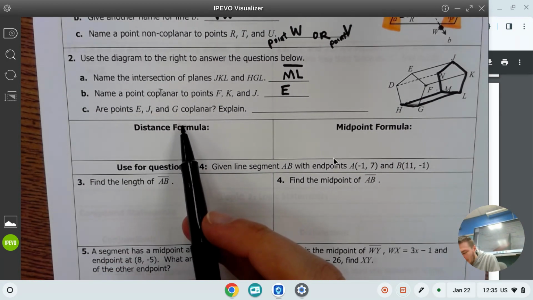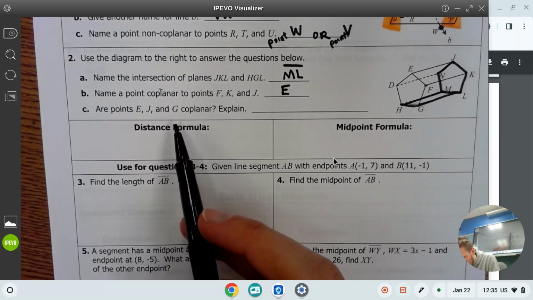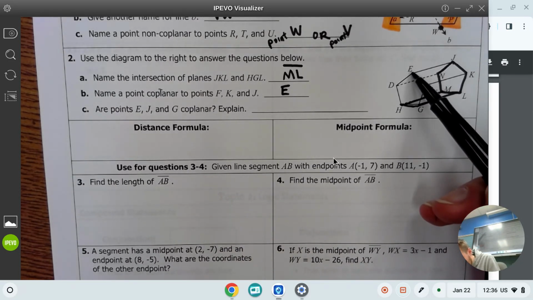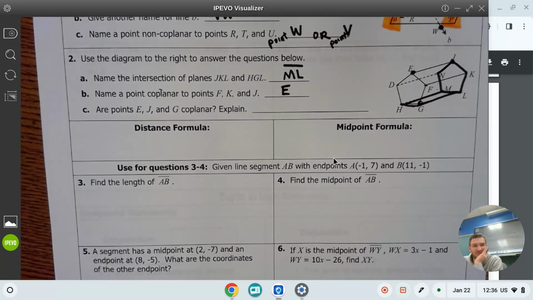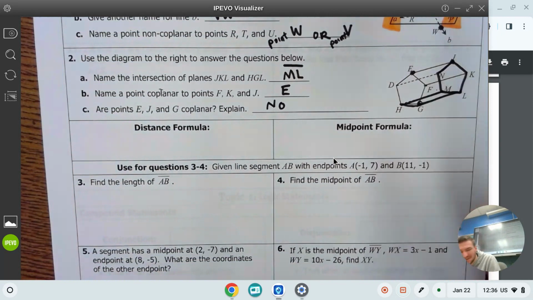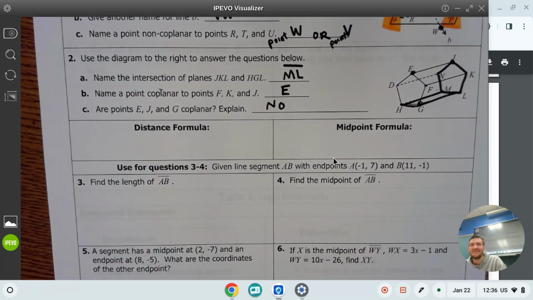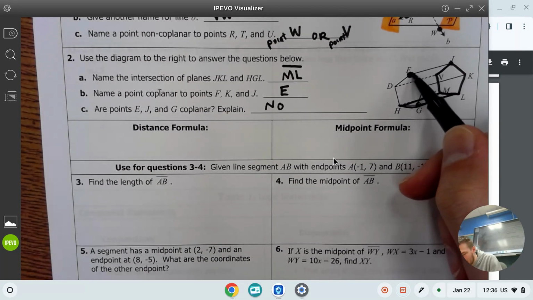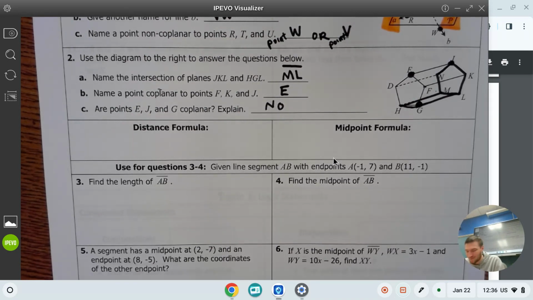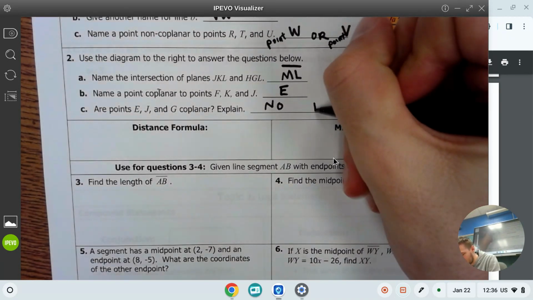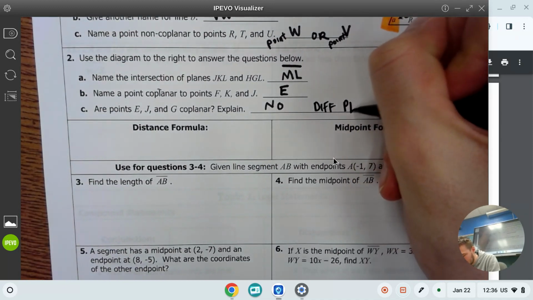Are E, J, G coplanar? What do you think? We've got E, J, G. Would you consider those to be coplanar? I don't think so, right? There might be some people who say, oh, well, any 3 points are technically coplanar. They don't look like they're coplanar to me. We've got these and G, and they're not sharing any particular plane here. When I look at the picture, they're not sharing a plane. So we're just going with no. Different planes.